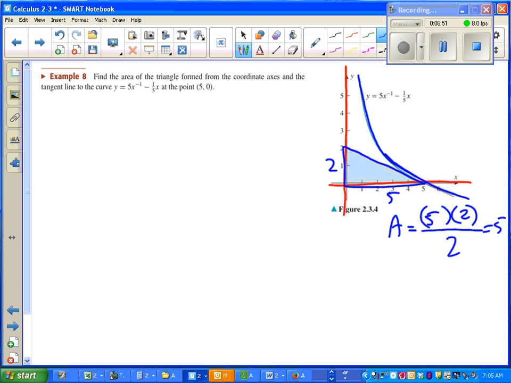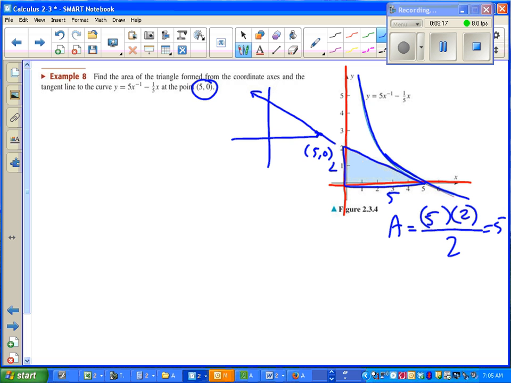We'd have to come up with our own picture. We're given one of the points on the axis, (5, 0). What we're not given is the y-intercept. That's what we've got to figure out. And to figure that out, we need to find the equation of the tangent line. That way we can see what the y-intercept of that tangent line is.